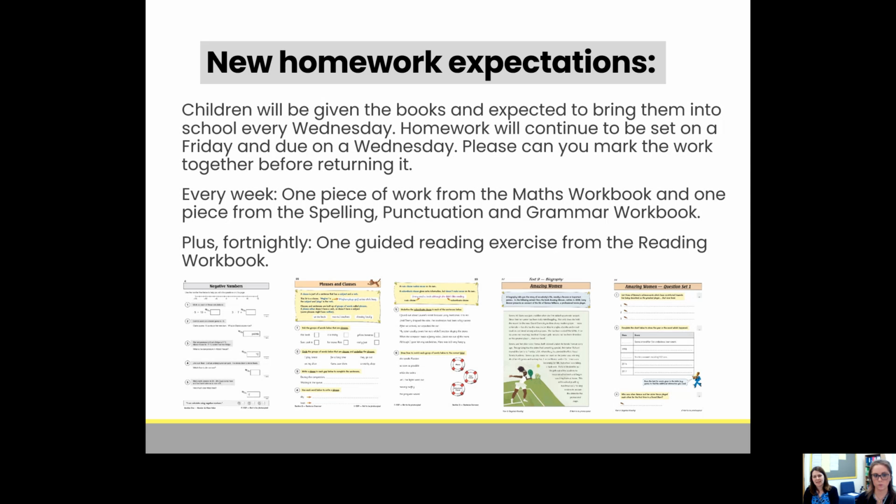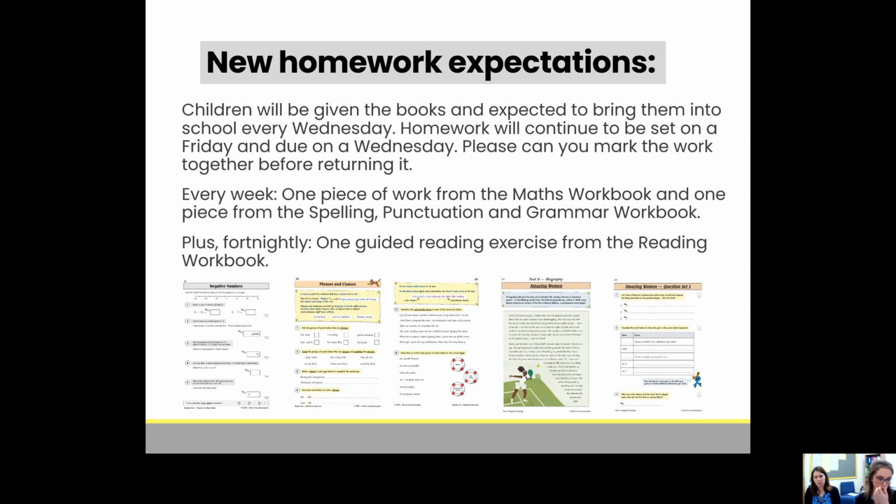So each book contains the answers for the maths, the spelling, punctuation and grammar and the reading in the back of the book. And we would really like that to be marked by you with the child together, so that the children can see and discuss with you any errors they've made, and that could be something that they could then reflect on and then bring their marked books back in ready for the Wednesday.